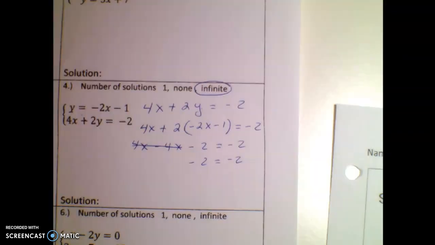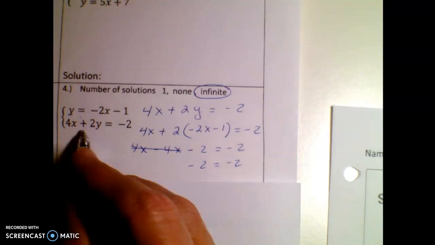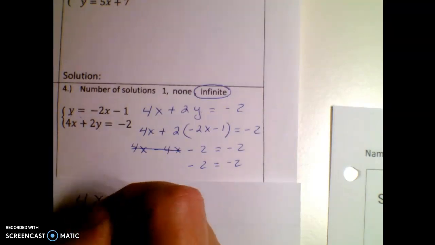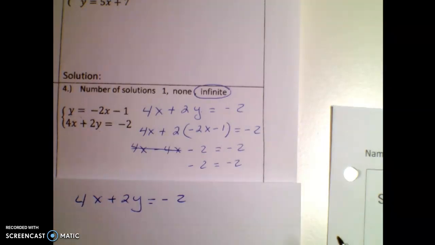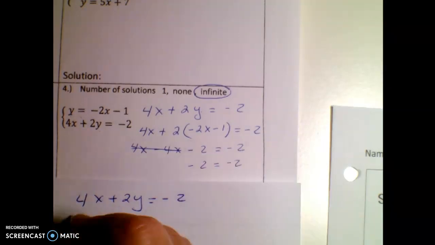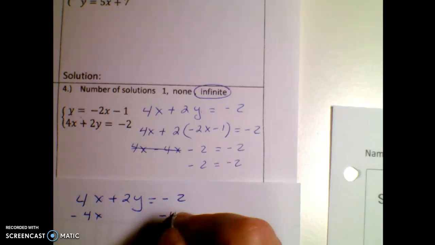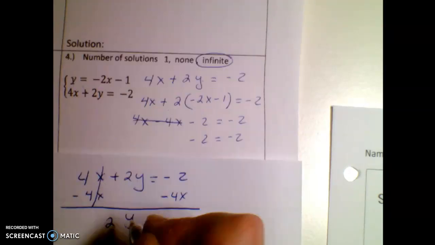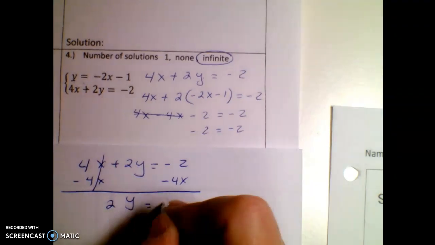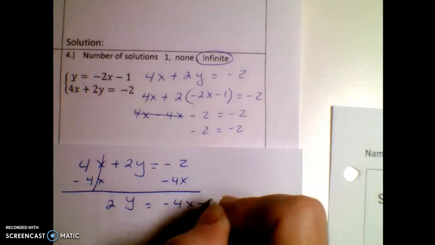And I want to show you why. Let's do what we did last time. I'm going to take this second equation, and I'm going to isolate the variable and solve for y. So I'm going to move the 4x to the other side. Bring down my 2y equals negative 4x minus 2.